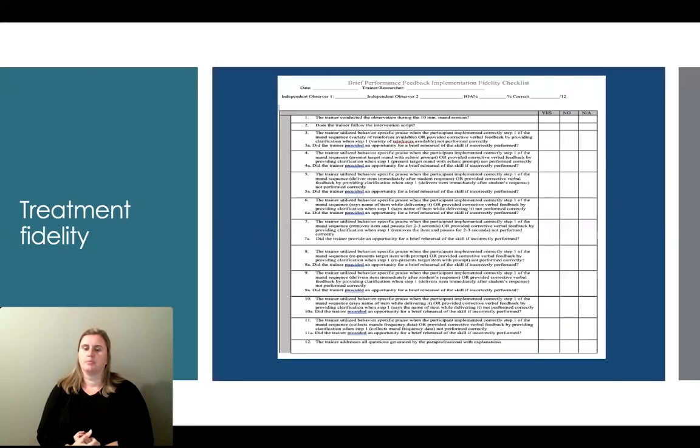This is just simply an example of what a treatment fidelity checklist would be, not for the trainees or the paraeducators implementing target behaviors, but for the trainers training behaviors.